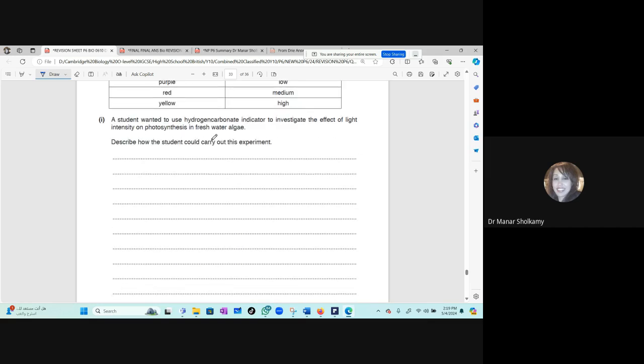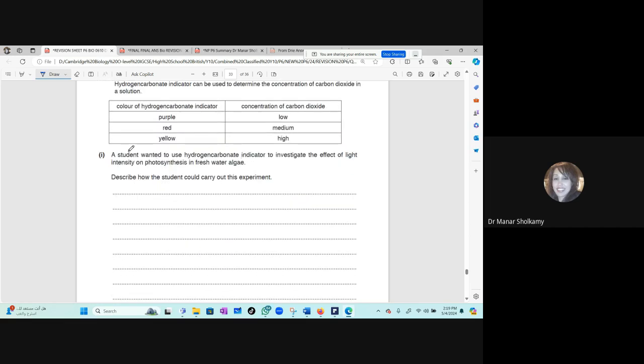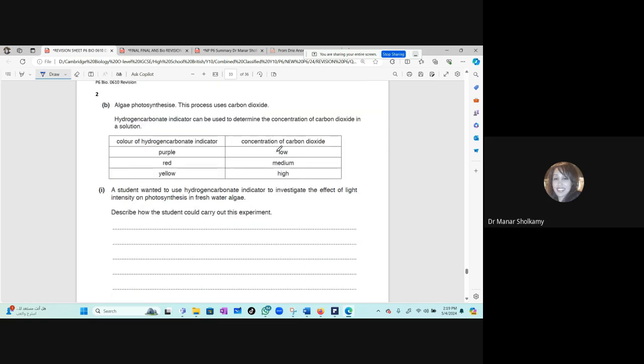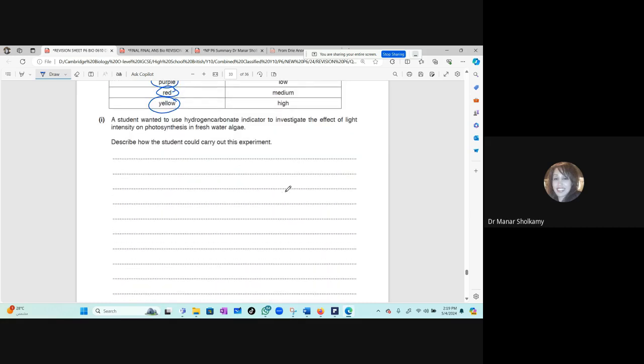Okay. Now describe how the student could carry out this experiment. A student wanted to use hydrogen carbonate indicator to investigate the effect of light intensity on photosynthesis in freshwater algae. Good. Here they were nice and gave you the colors. They told you that the color of the hydrogen carbonate indicator in high CO2 is yellow, in low CO2 is purple, in medium it's red. We already know that.